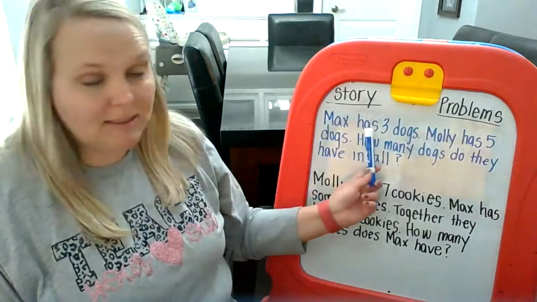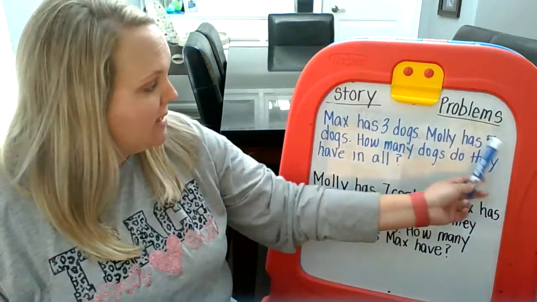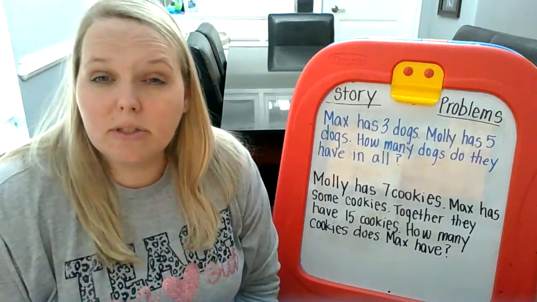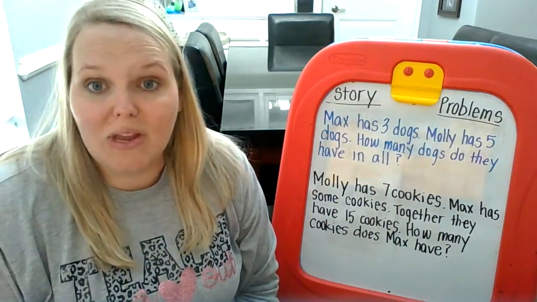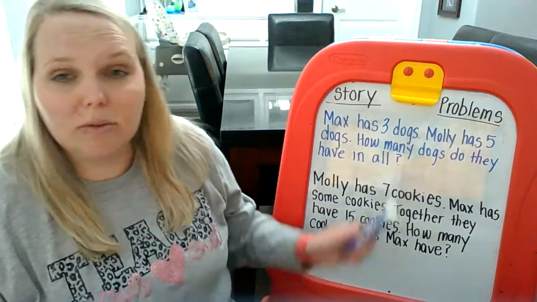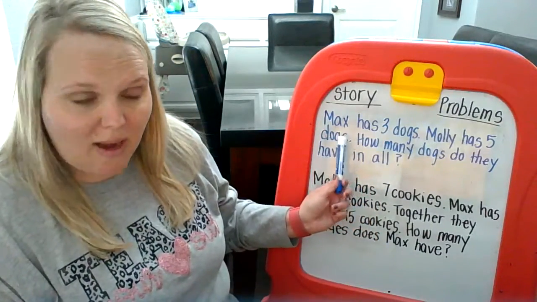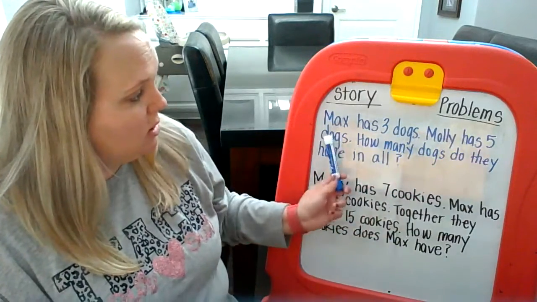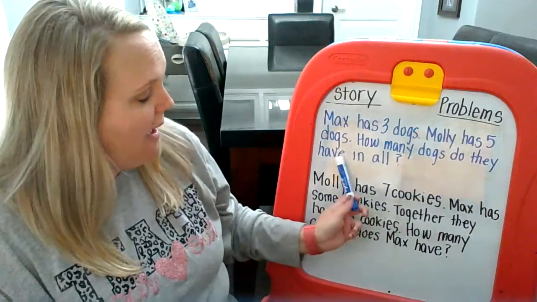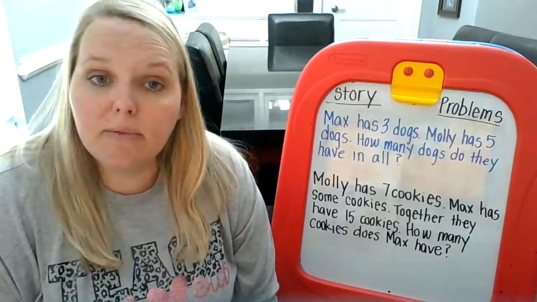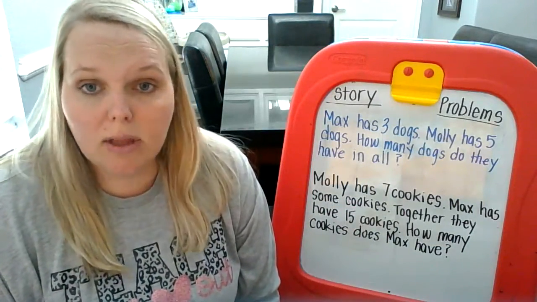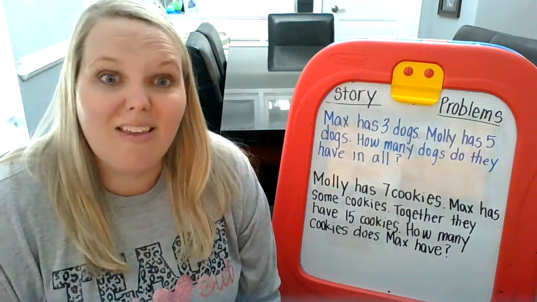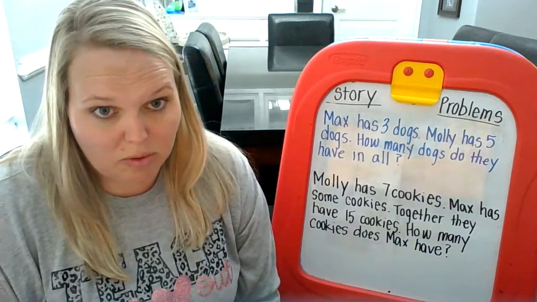It says Max has 3 dogs. Molly has 5 dogs. How many dogs do they have in all? So my first step is to read it. My second step is to reread the problem. So let's reread it. Y'all read it with me. Get ready. Max has 3 dogs. Molly has 5 dogs. How many dogs do they have in all? Now remember, friends, we sing our little song. We're going to underline the question, circle the information, and then we also put a box around our labels, okay?